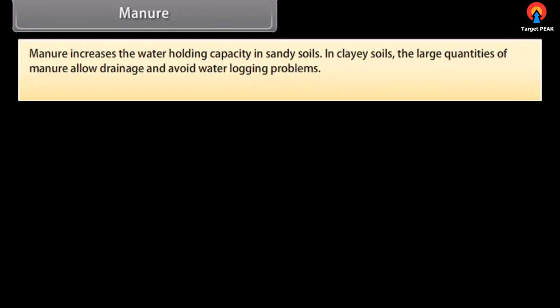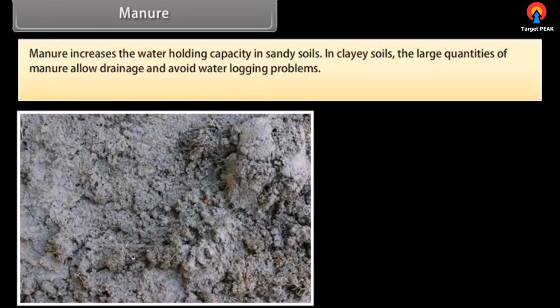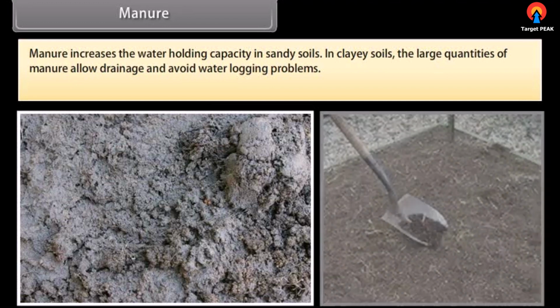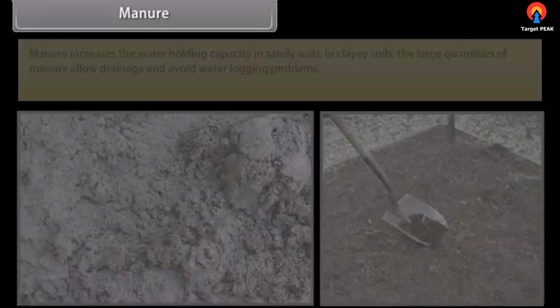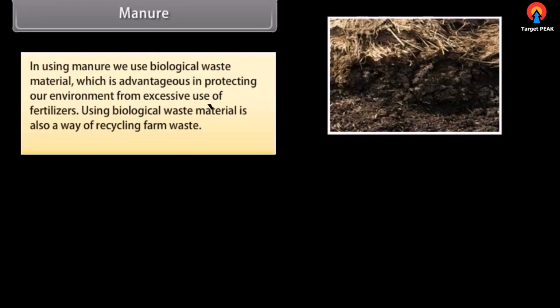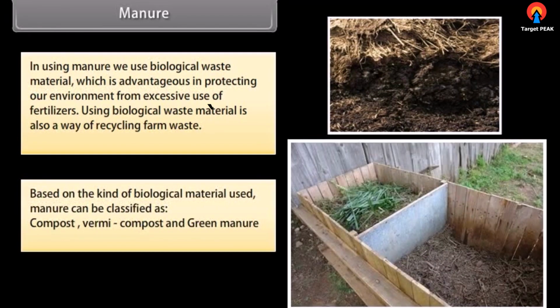Manure increases the water-holding capacity in sandy soils. In clay soils, the large quantities of manure allow drainage and avoid waterlogging problems. In using manure, we use biological waste material, which is advantageous in protecting our environment from excessive use of fertilizers. Using biological waste material is also a way of recycling farm waste. Based on the kind of biological material used, manure can be classified as compost, vermicompost, and green manure.